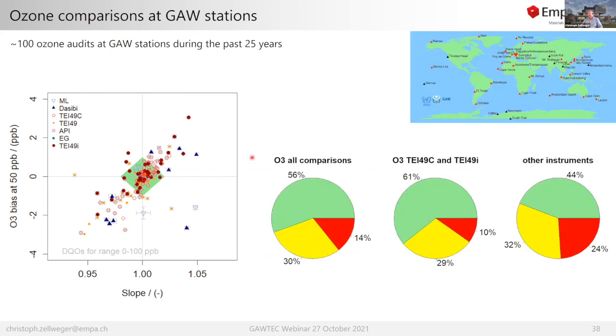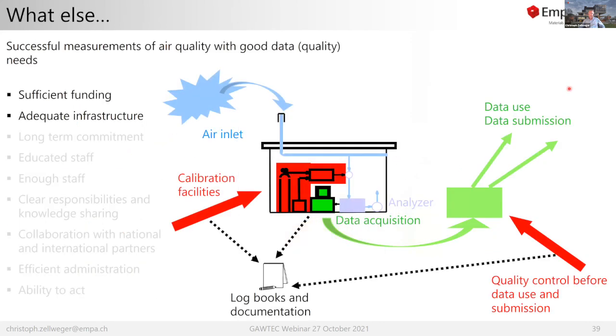Yeah, it's 56% of the instruments so far when you look at all the comparisons within the goal. If you look only at the 49C and 49I, it's 61%. But I think it's not because it's Thermo instruments; it's because we don't have these old instruments in these comparisons. So also other brands, they will perform similar compared to the Thermo instruments. So these are the stations that we have audited already, many of them several times.